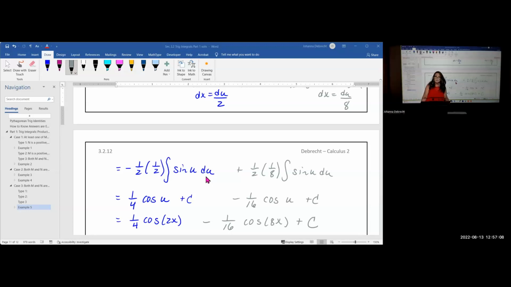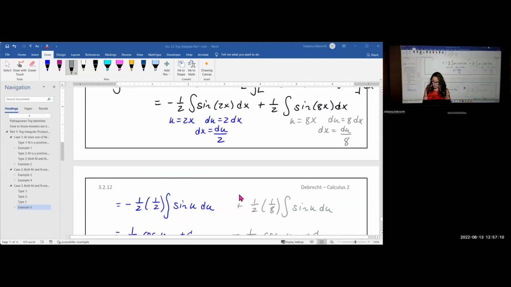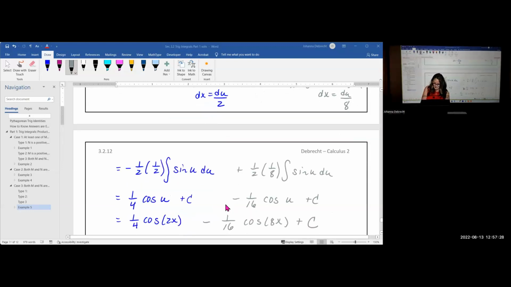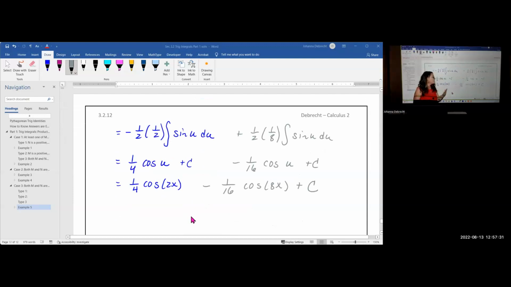Then we have to repeat this process using u substitution on the second integral, but in the second integral, u is 8x, so du is 8 dx, dx is du over 8. So we get a 1/2 times a 1/8, the integral of sine of u, which turns out to be negative cosine of u. So we end up with a negative 1/16 cosine of u, and then we back substitute that u is 8x.